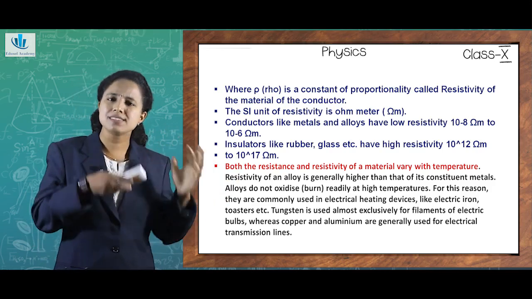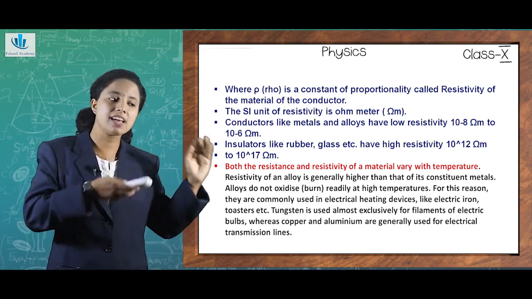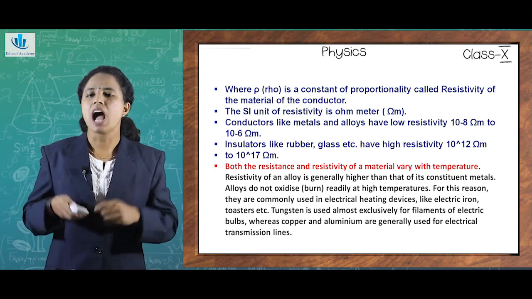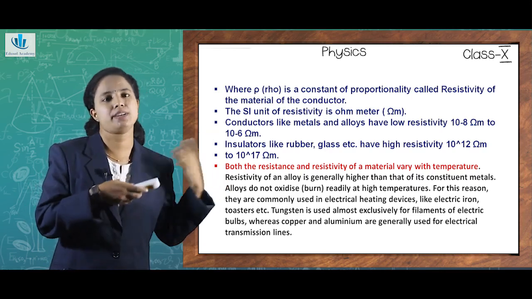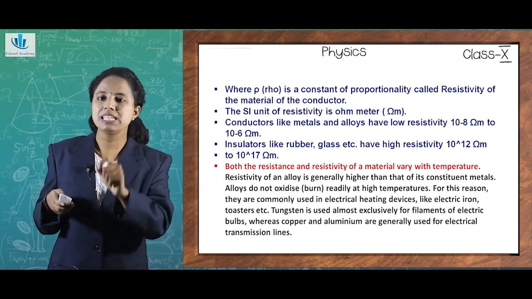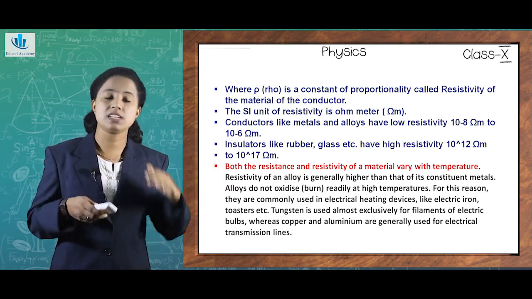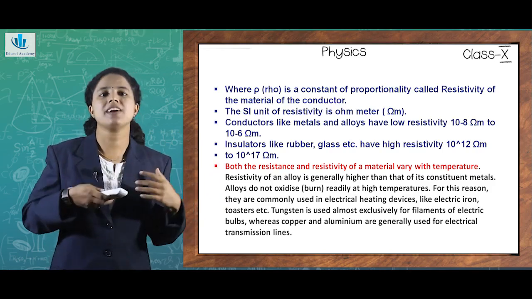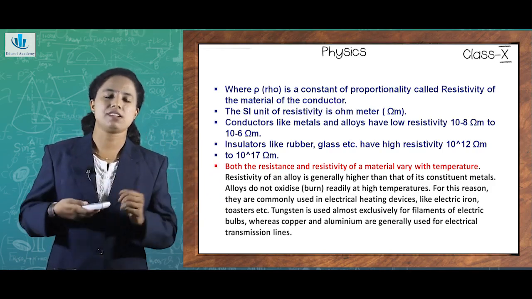So, the resistivity of alloys is generally found to be higher than that of the constituent metals. It's because alloys will not oxidize or burn so readily at high temperatures. Because of this reason, in which alloys do not oxidize even at high temperature, they are commonly used in different electrical heating devices like maybe your iron box, toasters, etc.